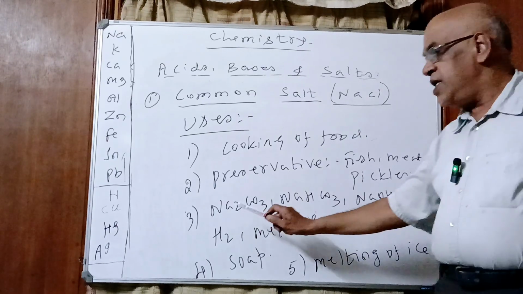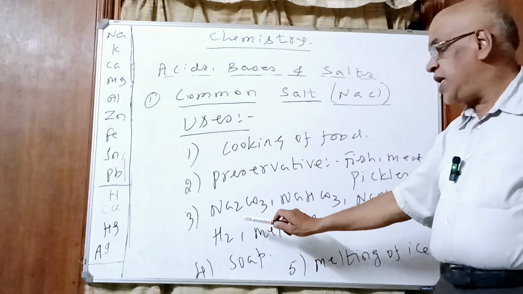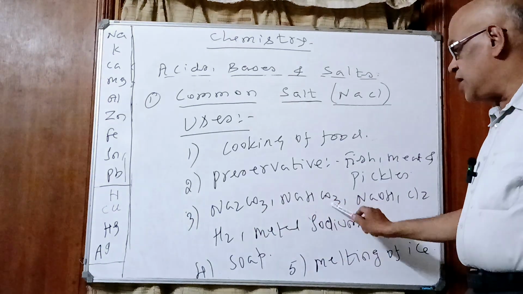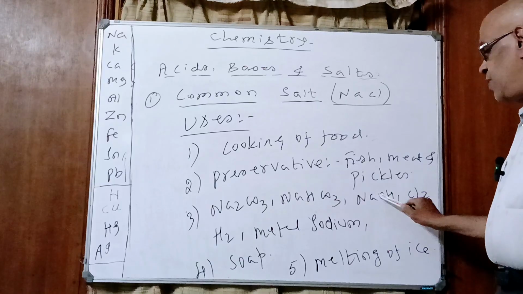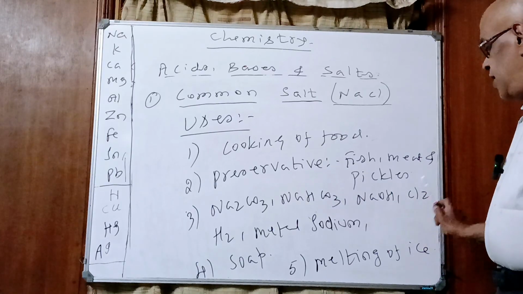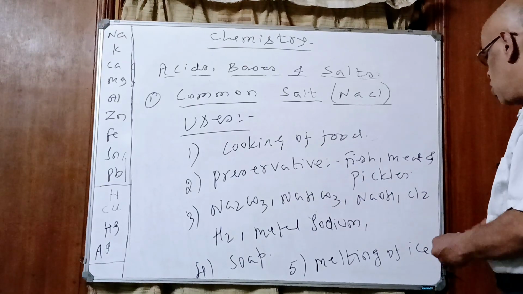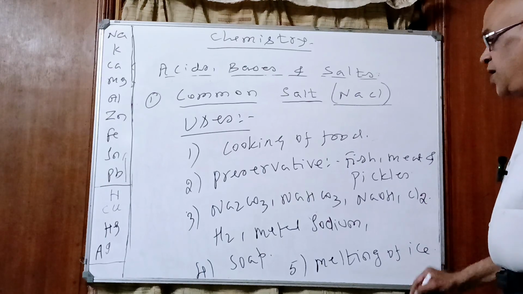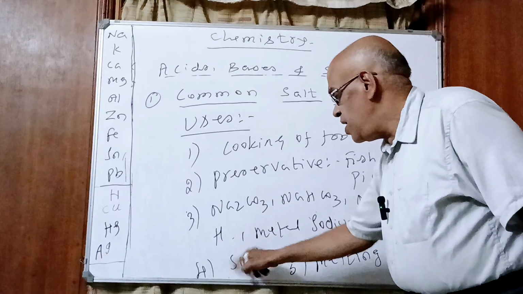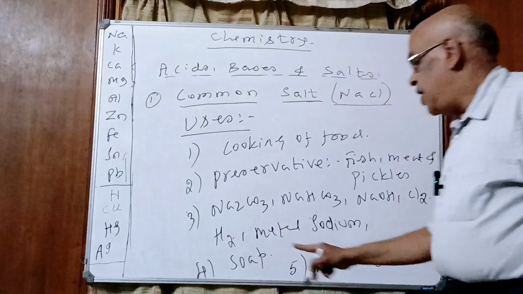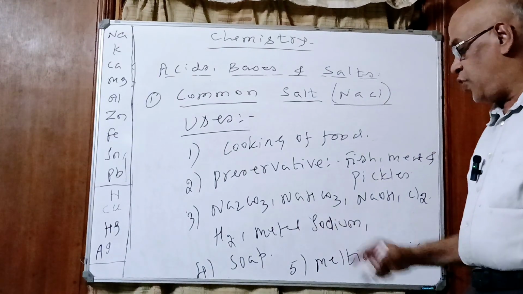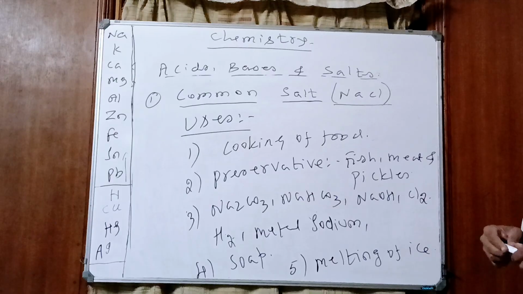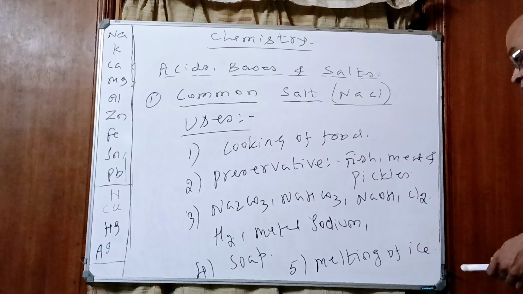It is used in the manufacture of other raw materials like sodium carbonate, washing soda, sodium hydrogen carbonate, baking soda, sodium hydroxide, caustic soda, and in the manufacture of chlorine, Cl2. Chlorine, hydrogen, and metal sodium. Then it is used in the manufacture of soap. Also, it is used for melting of ice in European countries during winter.